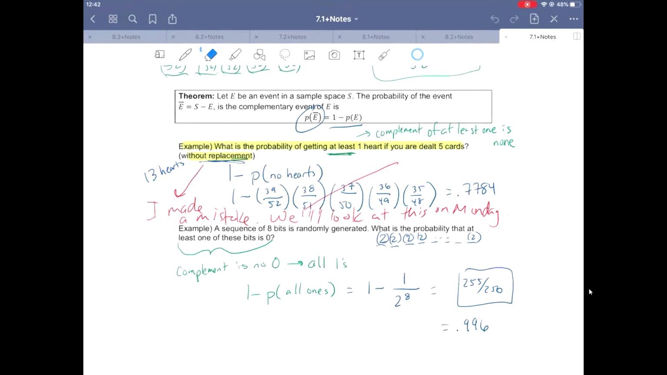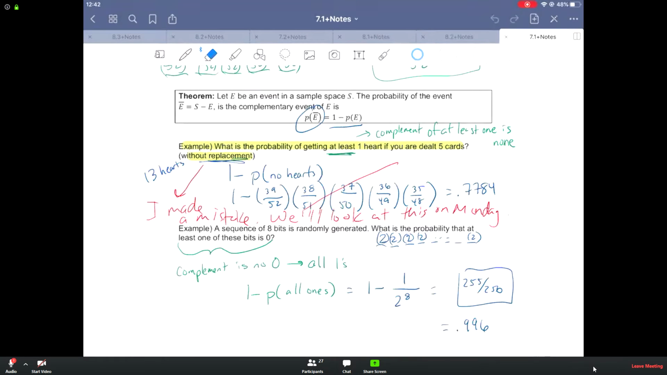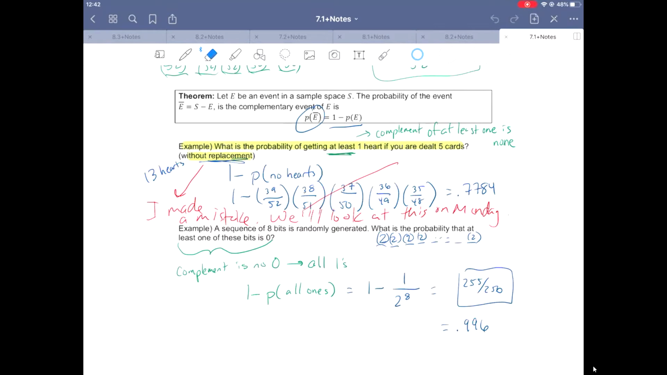Probability of getting at least one heart if you're dealt 5 cards. Okay, so the way I wrote it is actually for if order mattered, because you have 39 times 38 times 37 times 36 times 35 divided by 52 times 51 times 50 times 49 times 48. Okay, so we actually don't want that way. Let me erase this then.